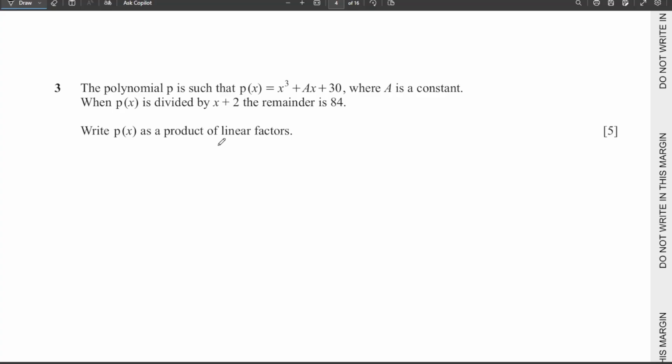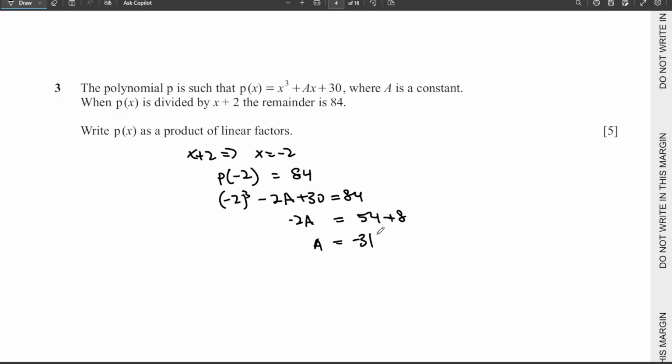So we know with the factor theorem, if x plus 2, then x equals -2, we need to evaluate it at this point. So P of -2, then the remainder is 84. So we substitute the values in. We should be able to get -31 for a. And so our equation, we can write it properly now. And now we want to find the linear factor.